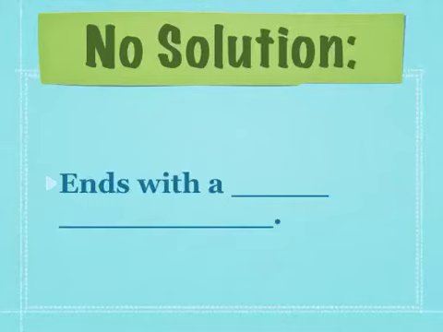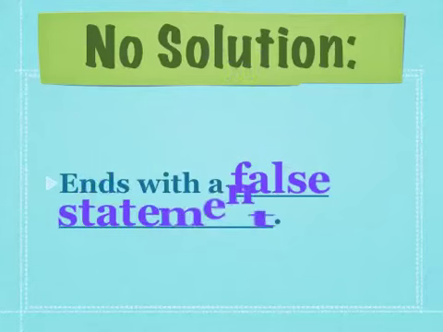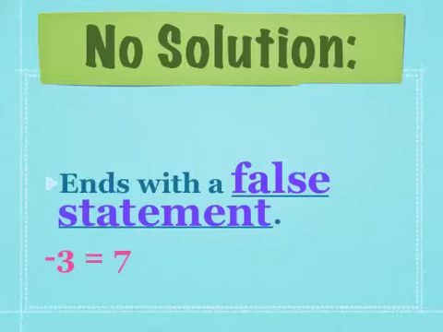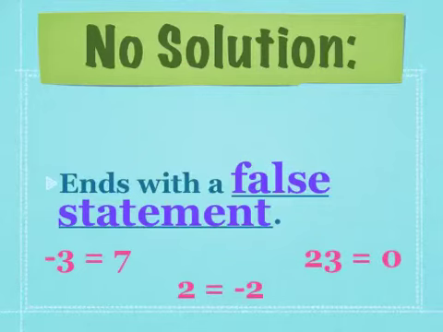We can also have no solution. When we have no solution, we're going to end solving the problem with a false statement. An example of false statements would be negative 3 equals 7, 2 equals negative 2, and 23 equals 0. There's tons and tons, infinite examples of a false statement, but basically it's setting 2 things that are not equal to each other.